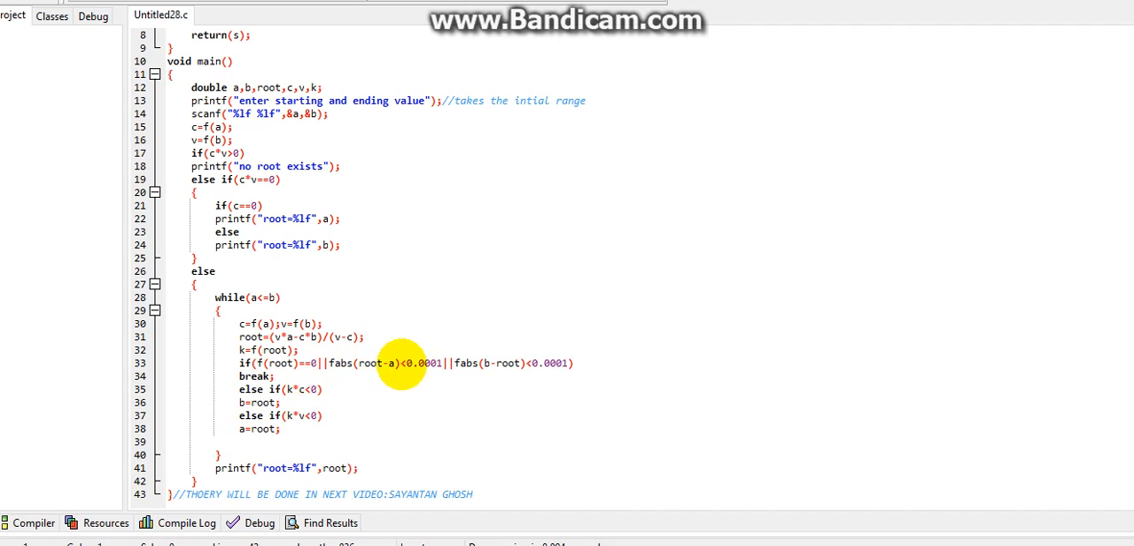Now this one, if you solve any theoretical problem, you will understand that the root tends either towards a or towards b. So if the difference is less than this value, then it will break out from this loop. So that is it.